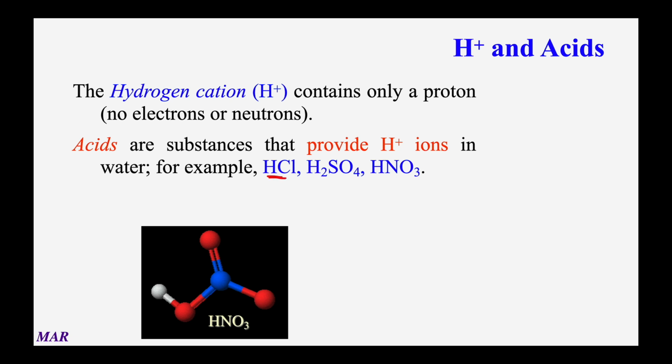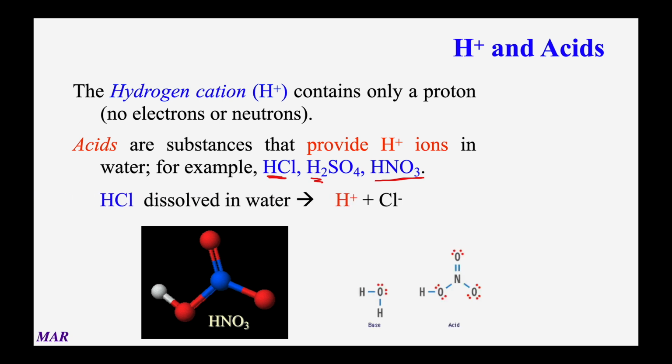So for example, HCl would be hydrochloric acid. HNO3 down there is nitric acid, but again, the formula is listing the H's first. So the middle one, H2SO4, that would be sulfuric acid. Acids are pretty important in chemistry.